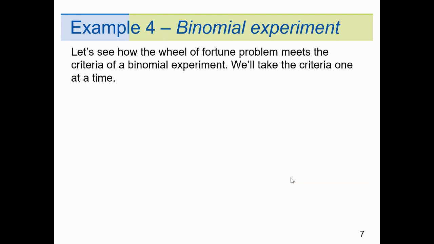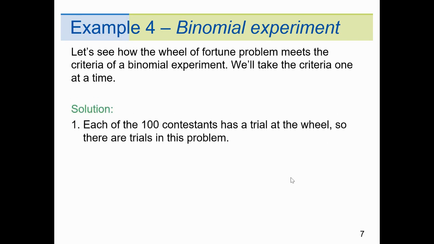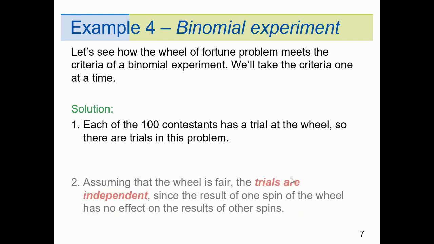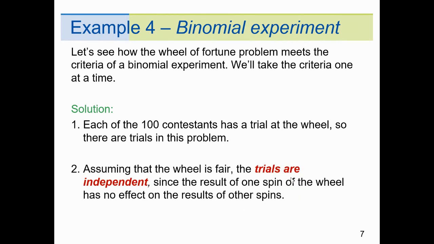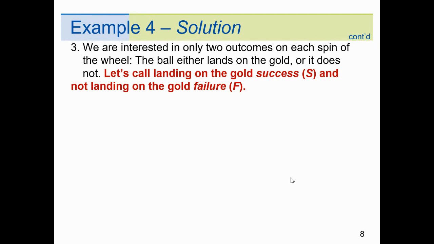Let's see how the Wheel of Fortune problem meets the criteria. We'll take the criteria one at a time. Each of the 100 contestants has a trial at the wheel, so there are 100 trials. Assuming the wheel is fair, trials are independent since the result of one spin of the wheel has no effect on the results of the other spins. We're interested in only 2 outcomes of each spin of the wheel. The ball either lands on gold or it does not.